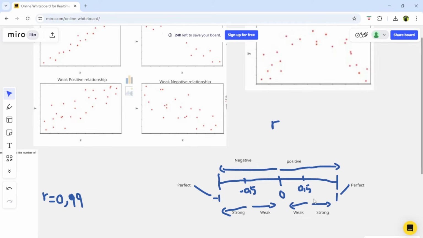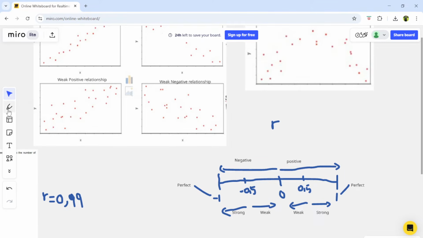So now if the number is positive and it's more than 0.5, then it's strong. And then if it's less than 0.5, it's weak. If the number is negative and is less than 0.5, it's weak. If it's more than 0.5, it's strong. Okay? All right. So some examples.